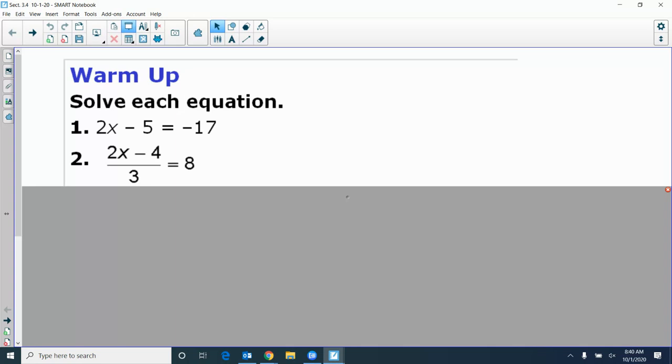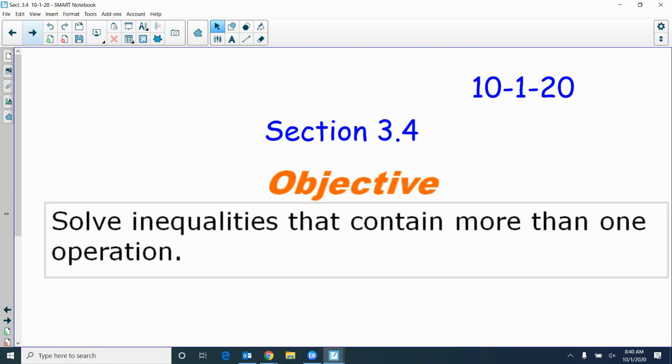Greater than or less than, or equal to. So essentially, same concept. Inequalities that contain more than one operation. So these are more than one operation: if you had to add and then divide, or multiply, add, divide. So we had multiple steps. What you did yesterday was just either multiply or divide or add or subtract.